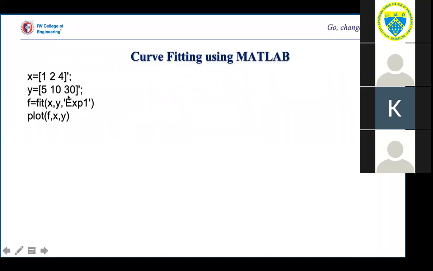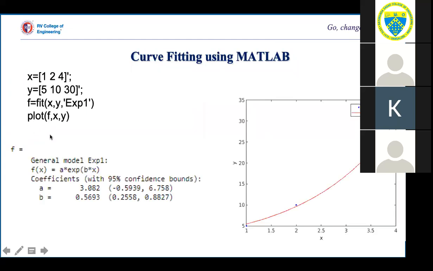You have to give X and Y as column vectors. You can quickly try, only 3 entries are there. And the function type here is exp of 1. E should be capital here. I'm just verifying it by plotting f of x comma y. So these were the 3 data points. You can observe one blue dot here, and here one, and here one. These two are a little away from the curve, and this one is coinciding.